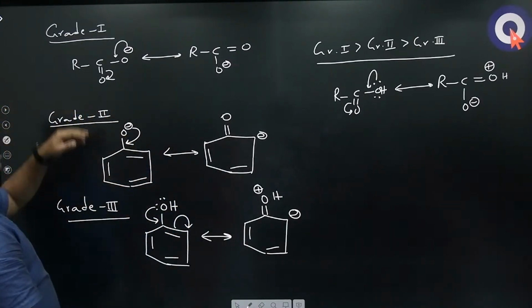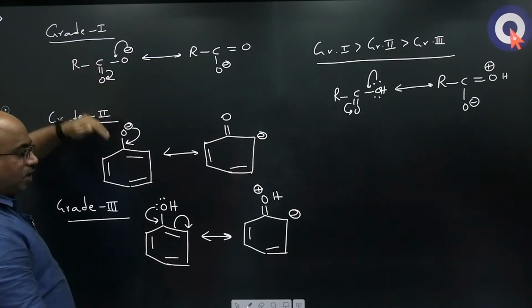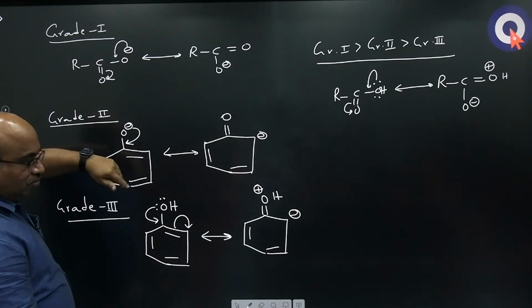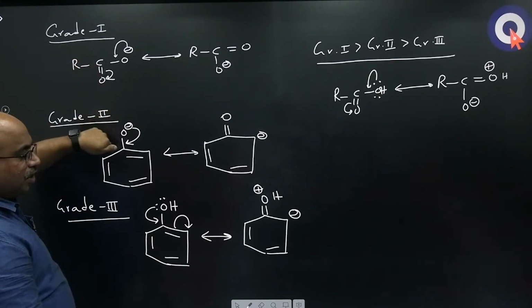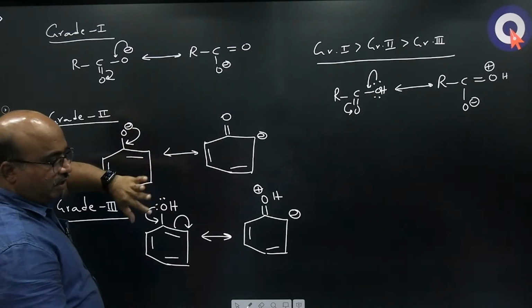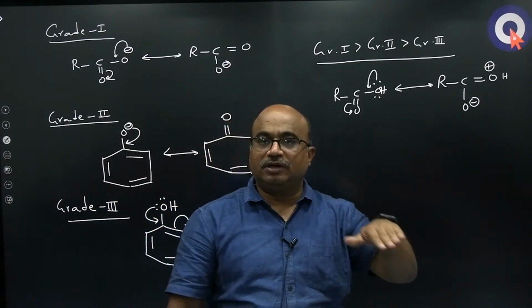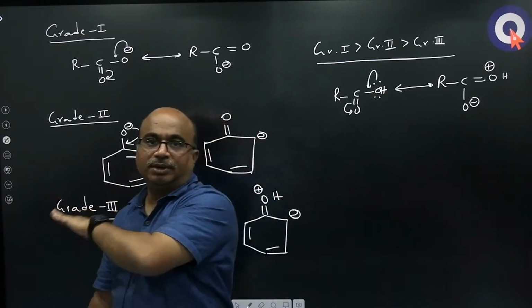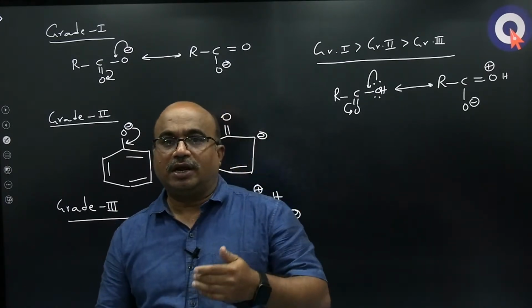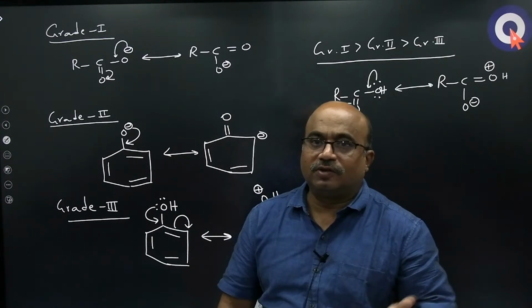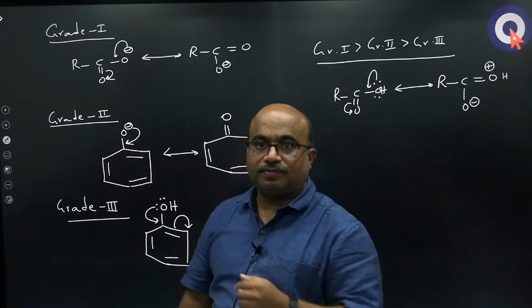That is why we also say carboxylic acid is more acidic than phenols. The grade 1 is stabilizing this more, and grade 2 is stabilizing this less. That's why the conjugate base of a carboxylic acid is more stabilized than the phenol conjugate base. So this is also what we can use in acidic and basic strengths as an application, and phenoxide is more stable than phenol.